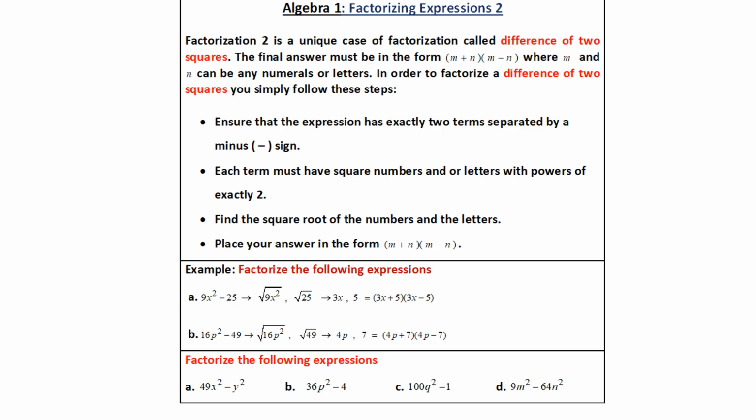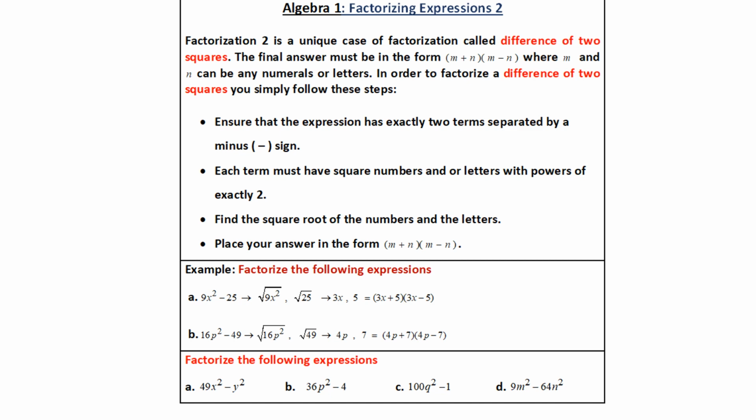Algebra 1, Factorizing Expressions 2. Factorizing 2 is a unique case of factorization called difference of two squares. So it's kind of a slight curve away from factorization expression 1. Okay? But the main idea is still there.